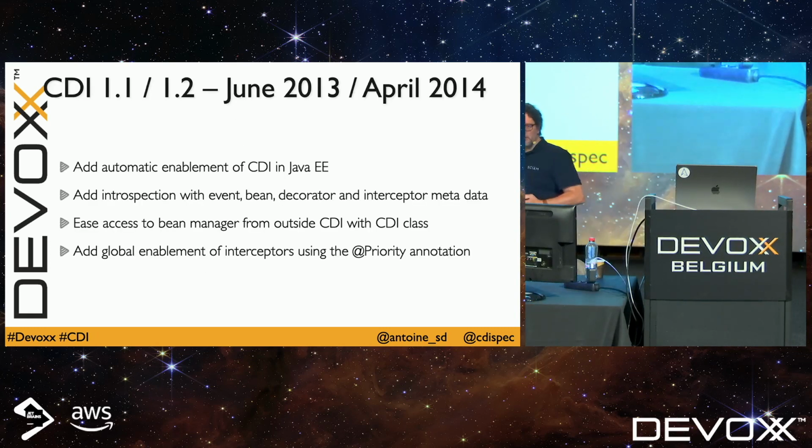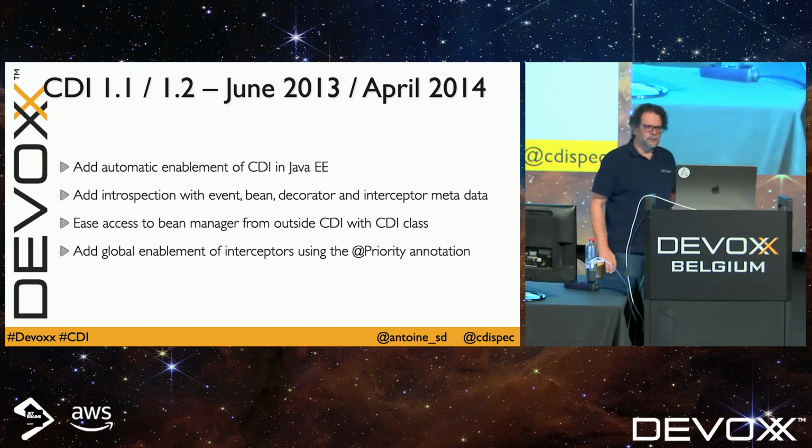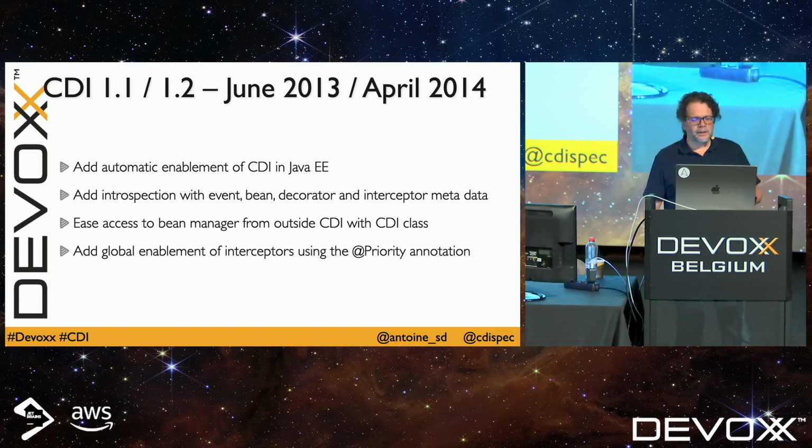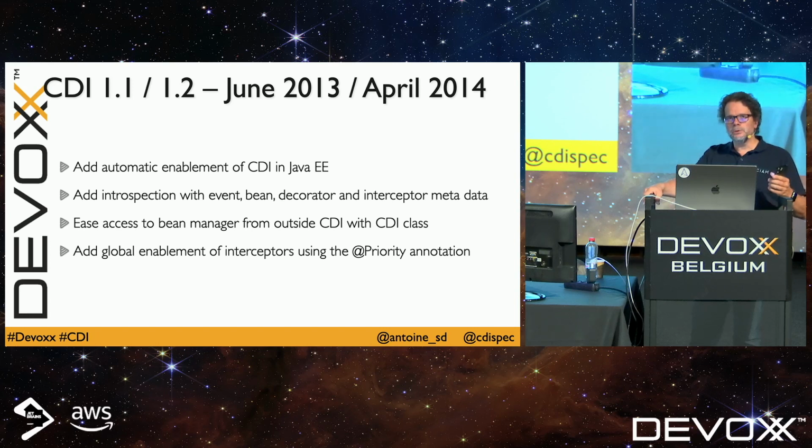So let's go through rapidly around CDI 1.1 and 1.2. Roughly it's some fixes on the specification. There are some additions to the SPI and the API of the spec. We have more information about the event, more metadata about the event, for instance, and the beans.